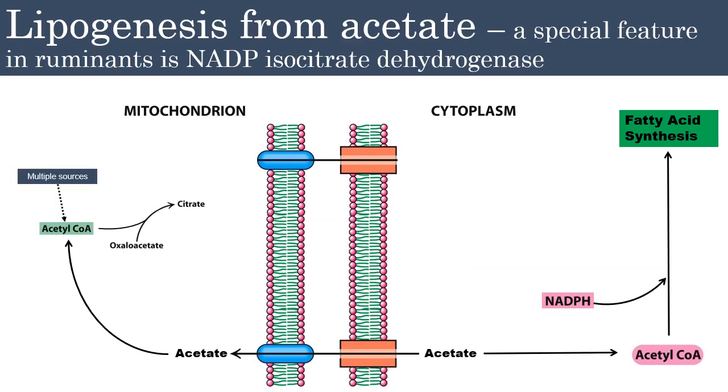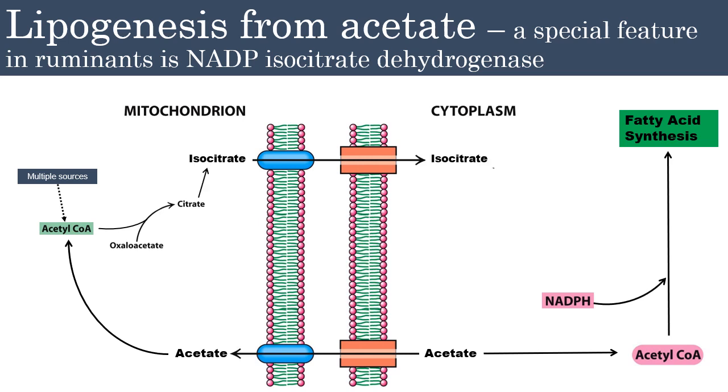So lipogenesis from acetate in ruminants has a special feature, and that is NADP isocitrate dehydrogenase. Since acetate is readily forming acetyl CoA in the cytoplasm, there is not necessarily any need for acetate to enter the mitochondria. Thus, there's less reliance on the citrate cleavage pathway to provide acetyl CoA in the cytoplasm. And there is absolutely less dependence on glucose to form this acetyl CoA.